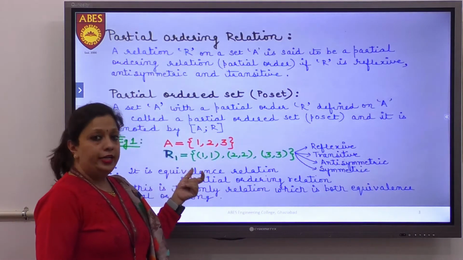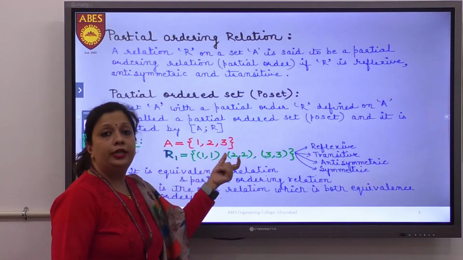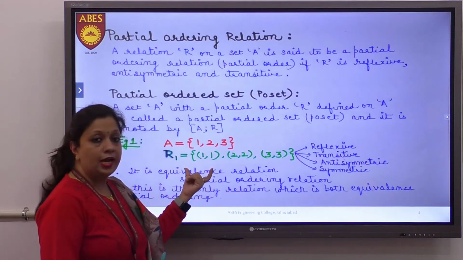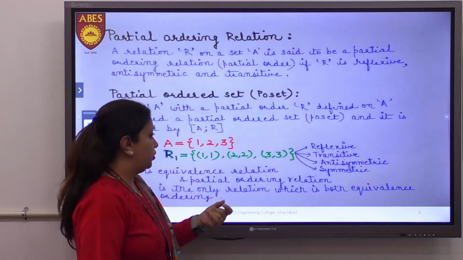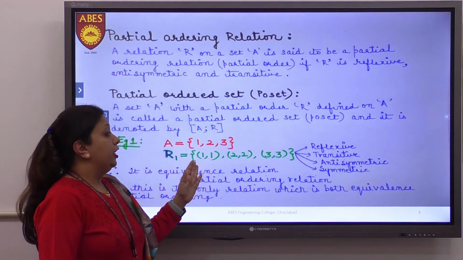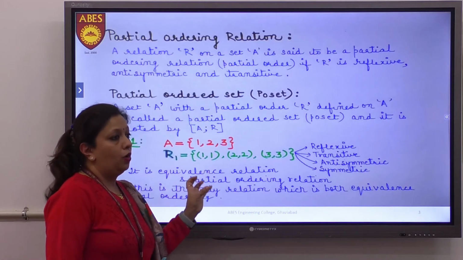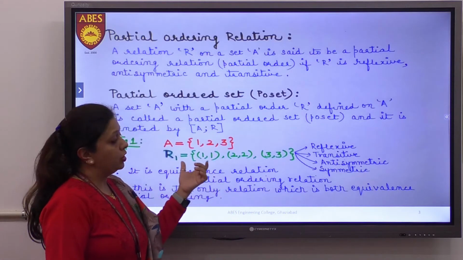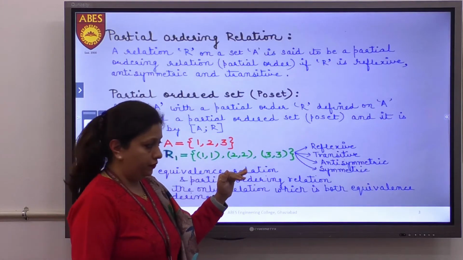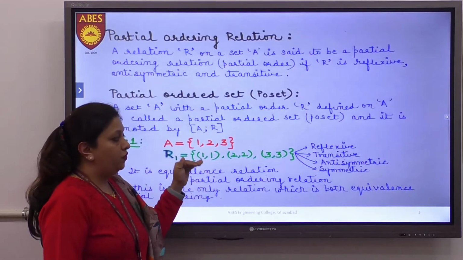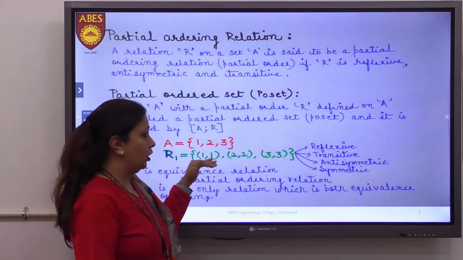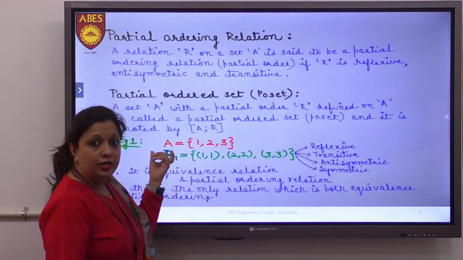Now talking about the anti-symmetric property, since it contains only the diagonal elements, there is no element of the type (a,b) and (b,a), so we can say that this relation is anti-symmetric. Now if I talk about transitivity, just see, is there any element of the type (a,b) and (b,c)? No, because there are only diagonal elements. So we can say that this relation is even transitive. Since this relation is reflexive, anti-symmetric and transitive, what can we say about the relation? That it is a partial ordering, and this set A is a poset.